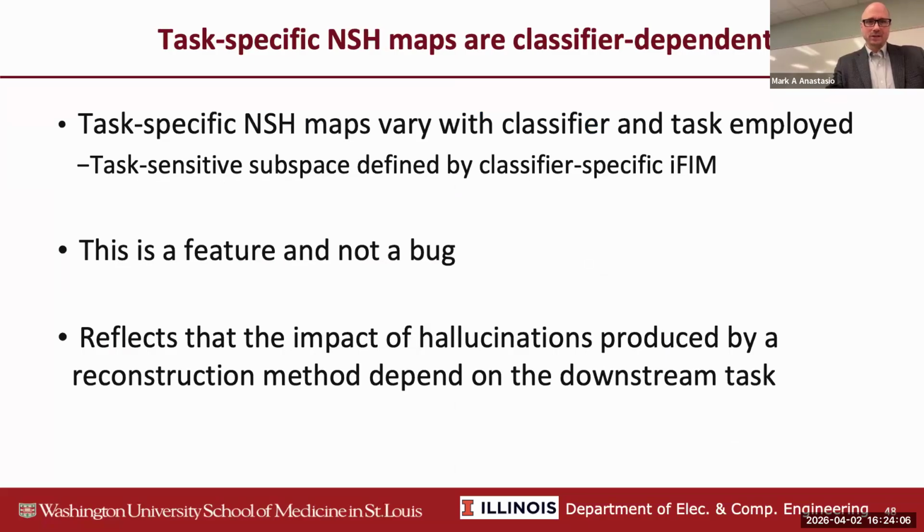Okay. So then, just to wrap things up here, just one other result. We know, just like in the first part of the talk, we would expect the task-specific null space hallucination maps to vary with the classifier and the task involved. Again, it has to be that way. It's not a bug. It has to be that way, or none of it makes sense.